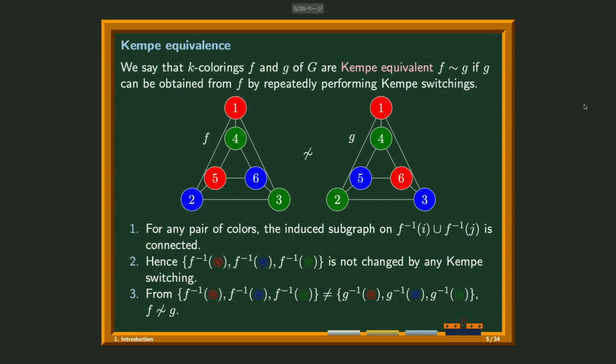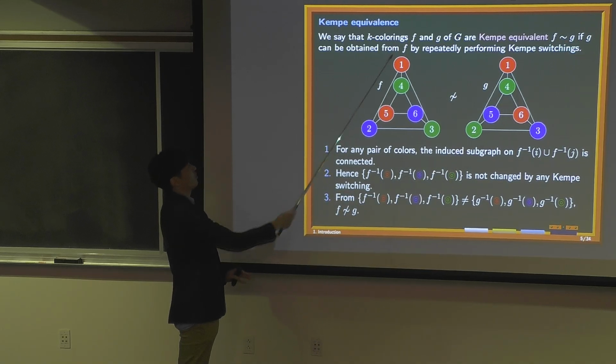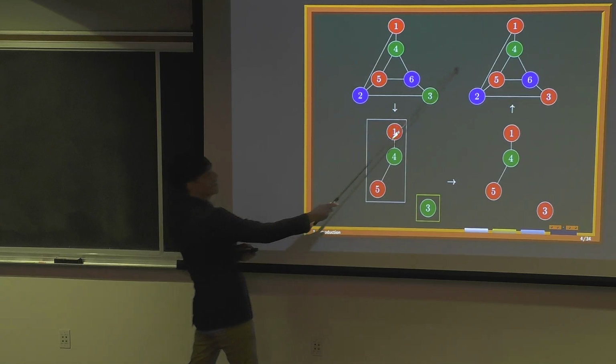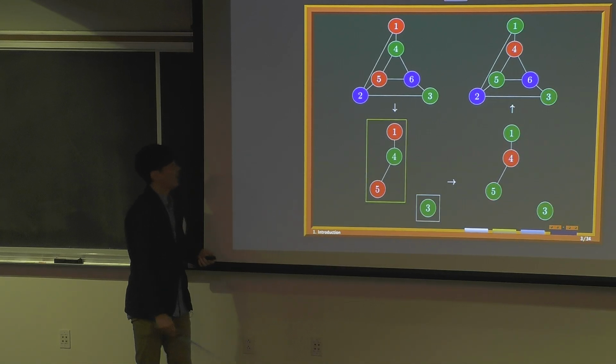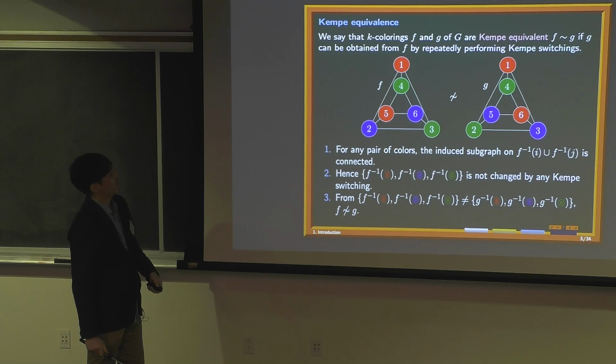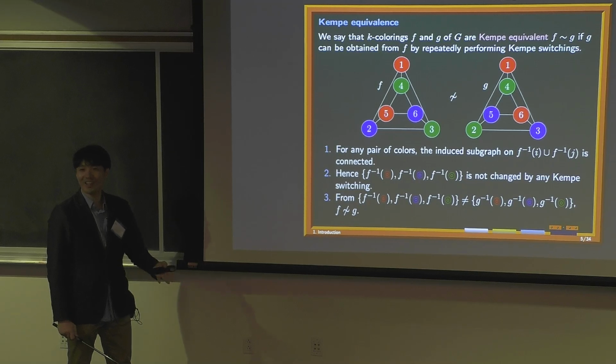Okay, this is an example. We say that two k-colorings f and g are Kempe equivalent if the coloring g can be obtained from f by repeatedly performing Kempe switchings. Of course, these two colorings are Kempe equivalent, and these two colorings are also equivalent. And this one and this coloring are also Kempe equivalent. On the other hand, these two colorings are not Kempe equivalent. Why? You can prove it.